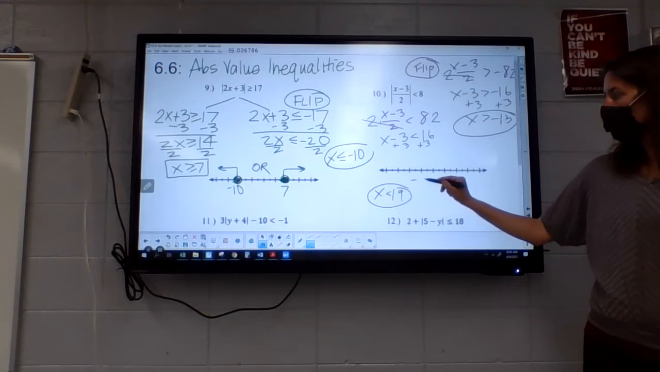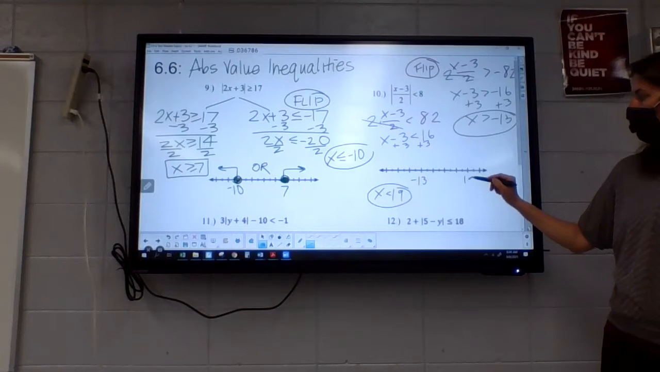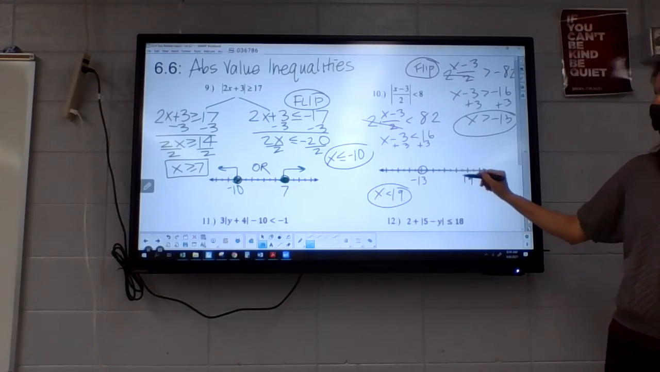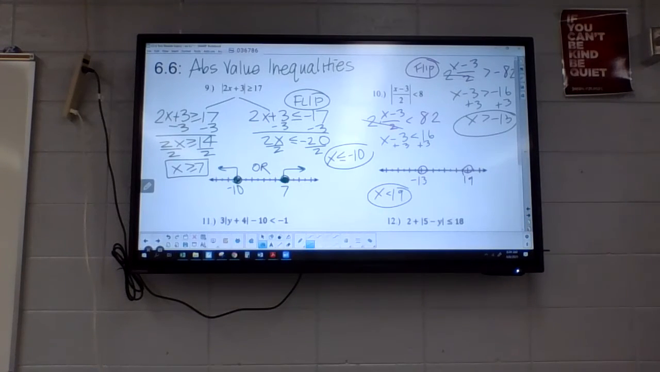So we'll put those on our number line. Now this time they're open circles, so watch out for open versus closed circles. What kind of inequality is this one? This would be an and.